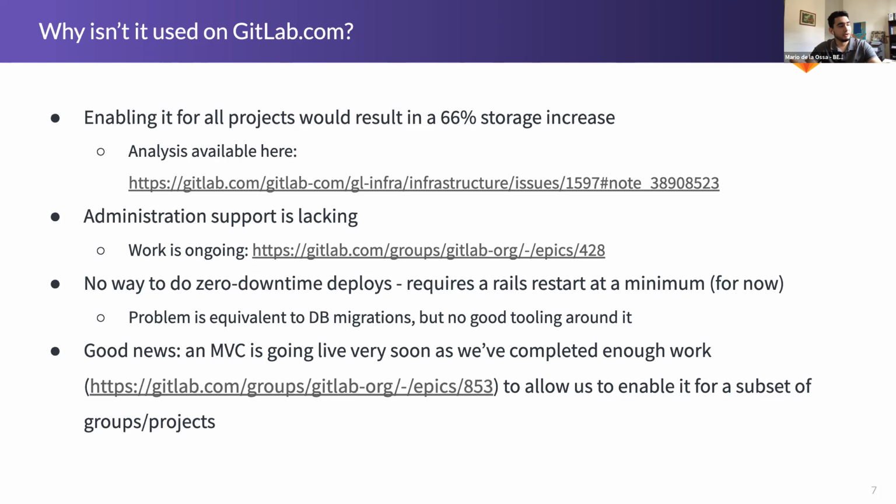And we do have good news. An MVC is going live very soon, as we've completed enough work in the Epic to allow us to enable GitLab.com for a subset of groups and projects. So we now have a way to enable Elasticsearch just for a few groups or just for a few projects. So we'll be using that to enable it only for GitLab CE and GitLab EE on GitLab.com itself to test things out.